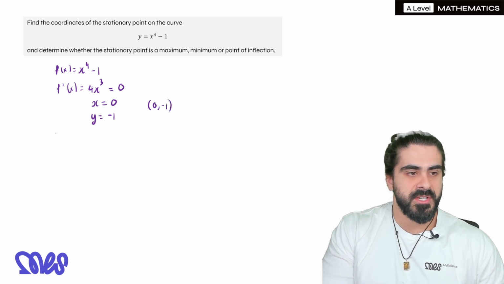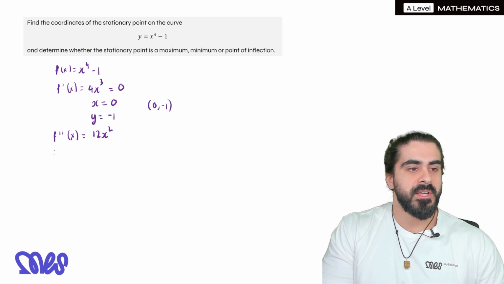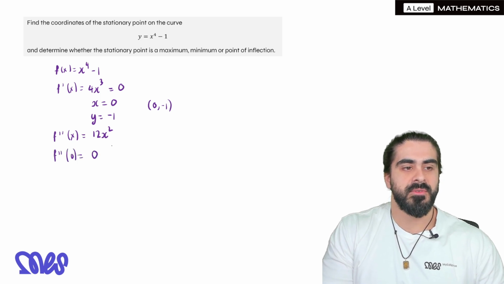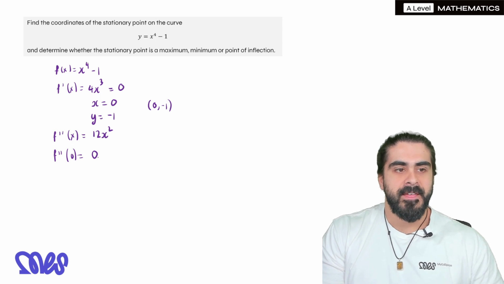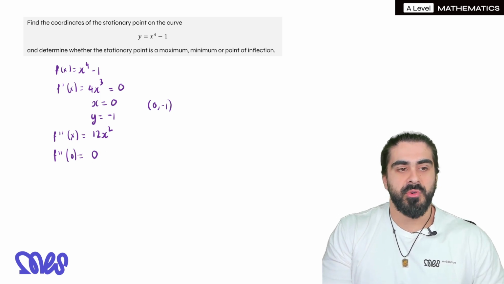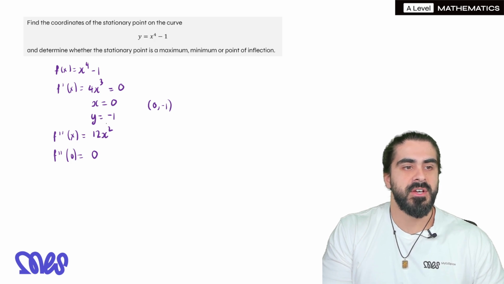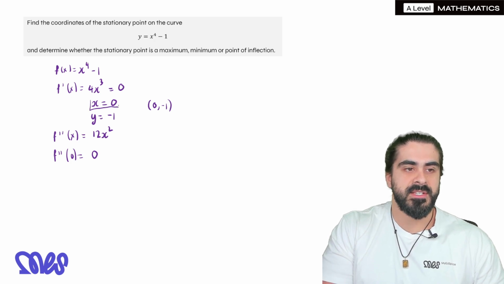Now let's define what type of stationary point that is. And when we differentiate twice, we get 12x squared. And when we sub in x is 0, you get 12 times 0 squared, which is 0. So again, could be anything. Could be a maximum, minimum, or an inflection point. So let's resort to checking the gradients on either side of our point x is 0.